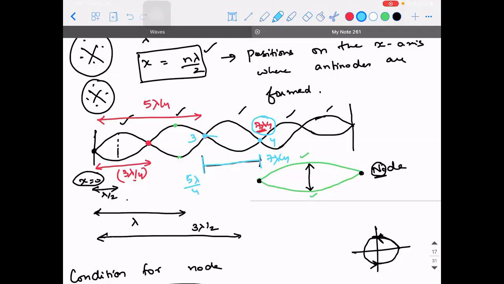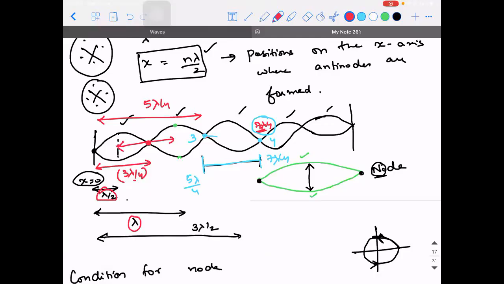Same logic applied. Where is the first antinode formed from the left? It's there in the diagram, you're able to see. I've written it directly below x is equal to 0. It is at lambda by 2. And the second antinode is formed at a distance of lambda. So what will be the distance between these two antinodes?